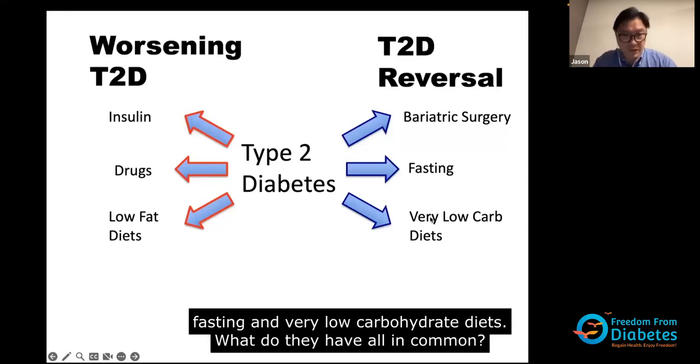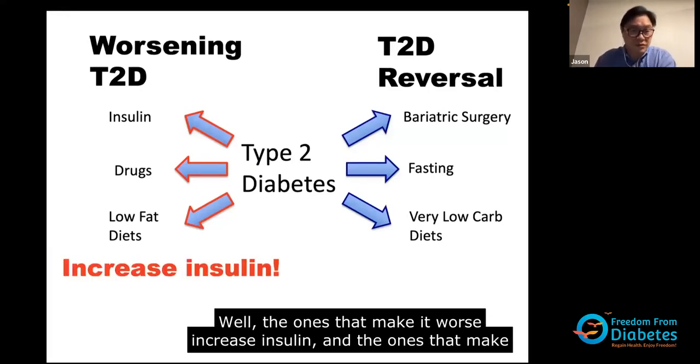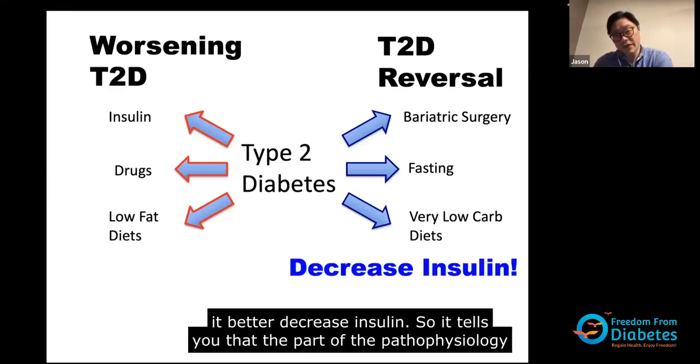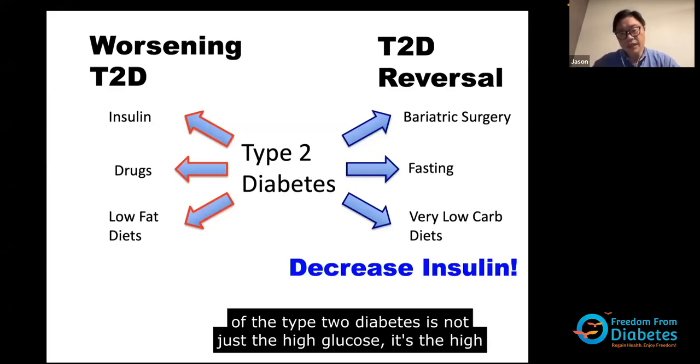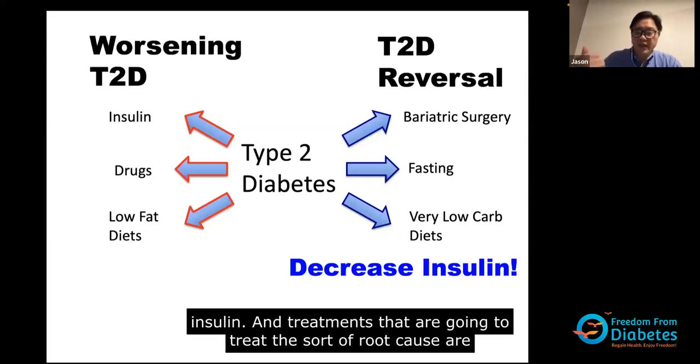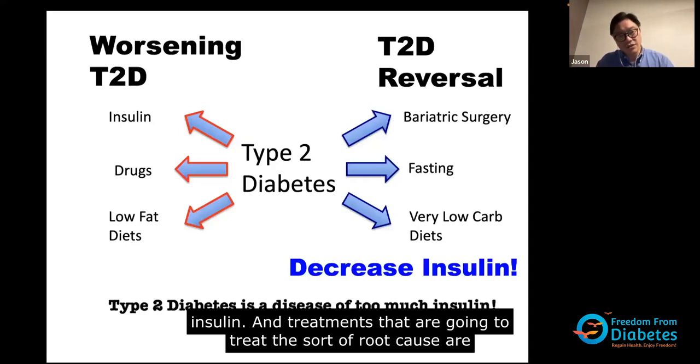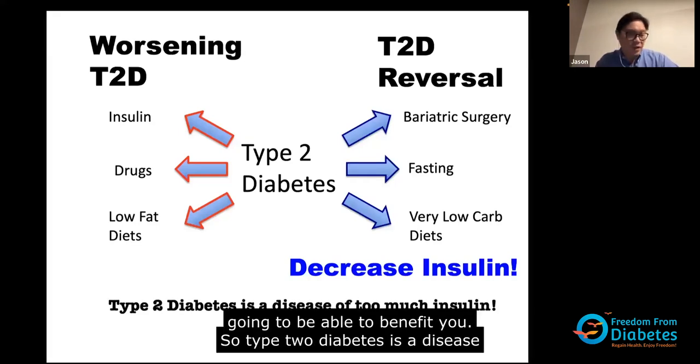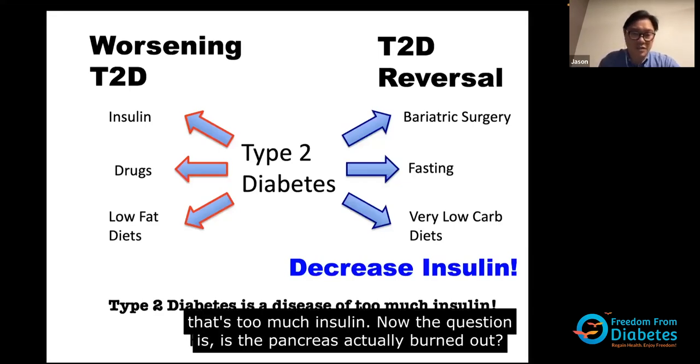What do they have all in common? Well, the ones that make it worse increase insulin, and the ones that make it better decrease insulin. So it tells you that part of the pathophysiology of type 2 diabetes is not just the high glucose, it's the high insulin. And treatments that are going to treat the root cause are going to be able to benefit you. So type 2 diabetes is a disease of too much insulin.